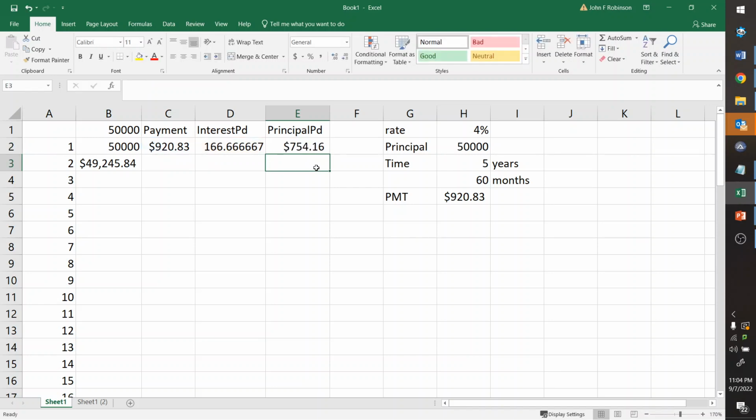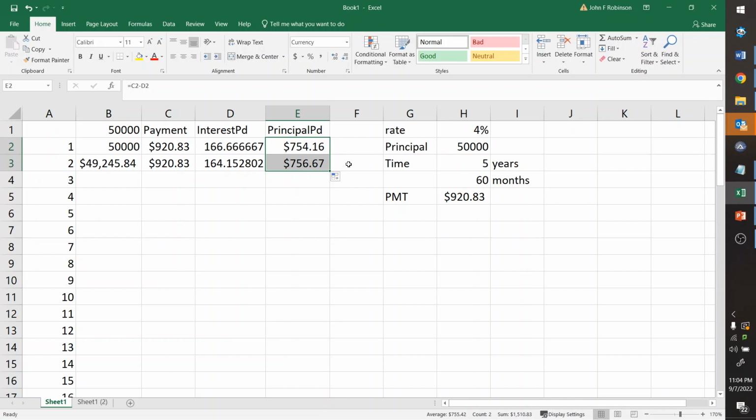Why? Because we paid $920, but $167 of it just went towards paying back the interest we accrued in month one, leaving $754 for principal. Now, if you think about how this would work, this principal is getting smaller, which would mean our interest should get smaller, and it does, in fact, get smaller. Our payment is going to stay the same, and so that means our principal paid should be getting a little larger. And this makes sense, right?